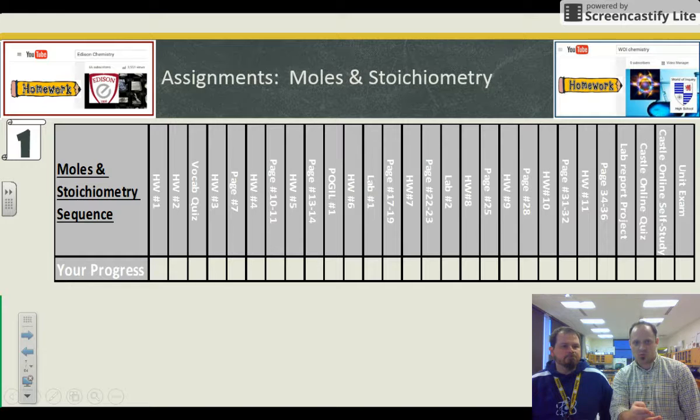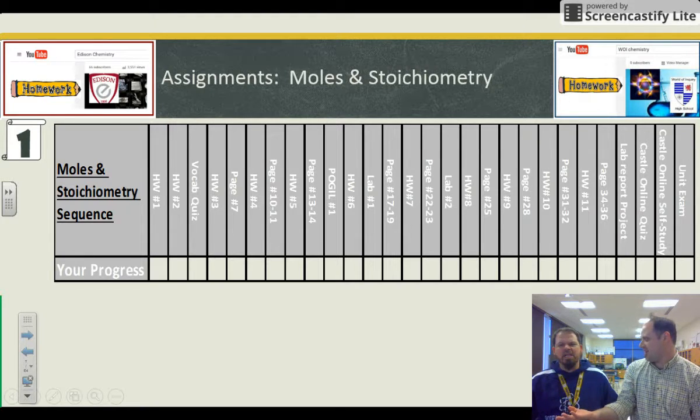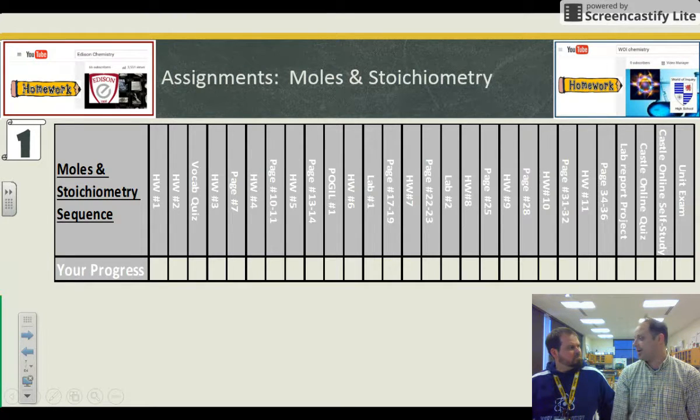And how many pogos do we have? One pogo. So there are actually fewer assignments. Just gram formula mass pogos. That's it. We cut out the rest; they were not value added. Easier for you. So not that bad.